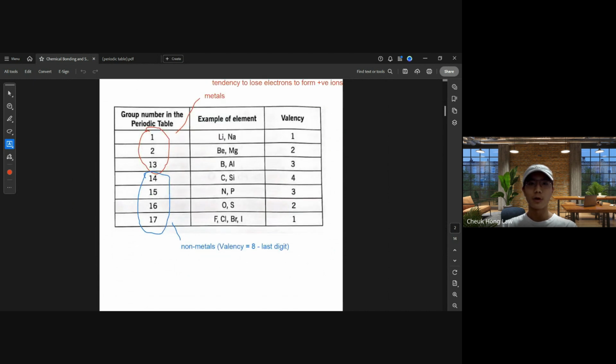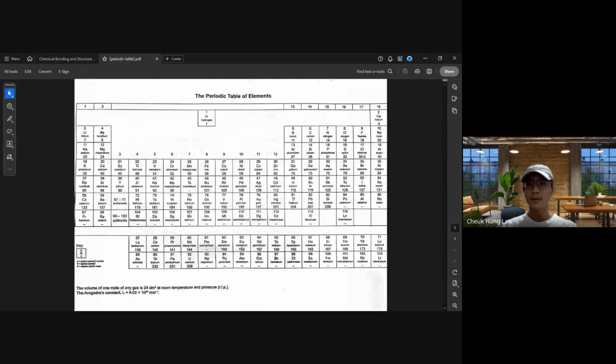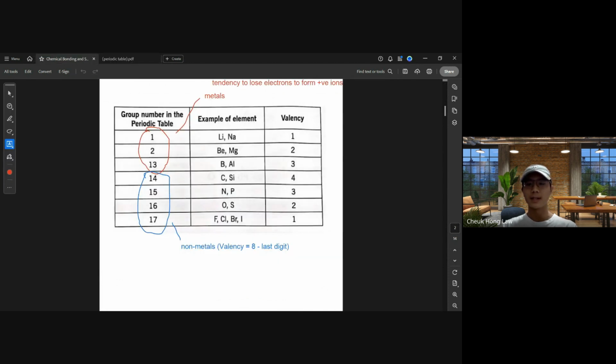Then let's look at your non-metals. Your non-metals are from group 14 to 17. The valency of these will basically be 8 minus the last digit. That means the valency for group 14 elements is 8 minus 4, which is 4. Then for 15 it is 8 minus 5, which is 3. Then 8 minus 6, which is 2. And 8 minus 7, which is 1.